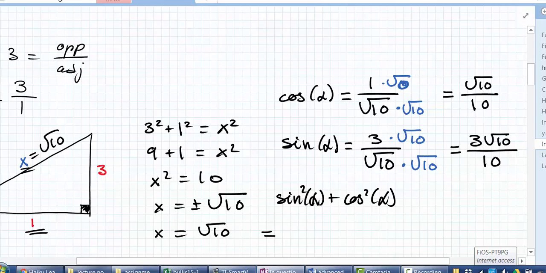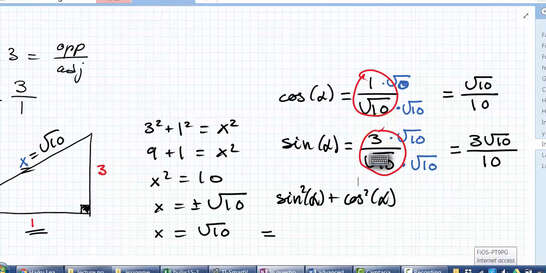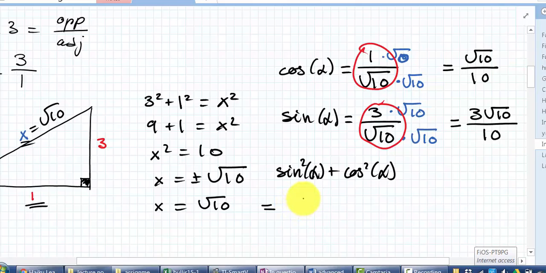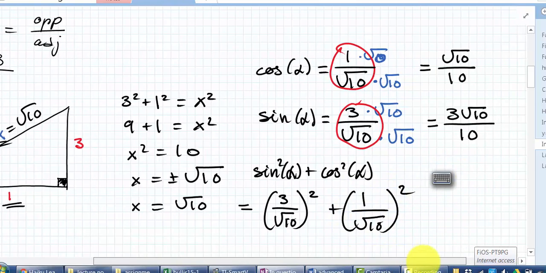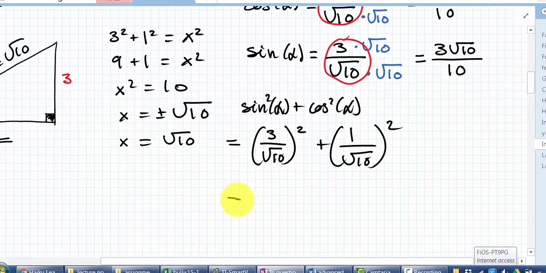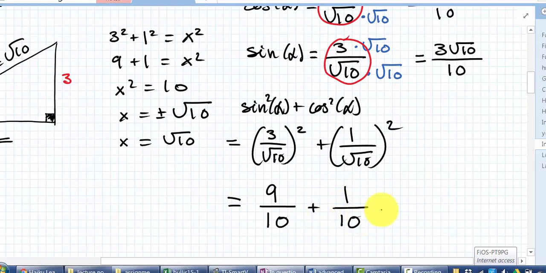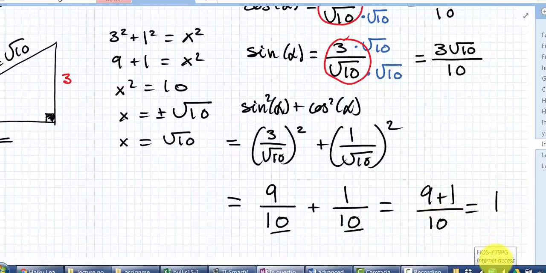Well, for the sine squared of alpha, I'd rather use this expression because when I'm going to square it, it's going to be very nice. Of course, you could use the other one, but it would be more cumbersome to square. So check it out. This is 3 over square root of 10 squared, the non-rationalized one, plus 1 over square root of 10 squared. So what is that equal to? How do you square 3 over root 10? This is just 9 over 10 plus 1 over 10. The denominators are the same, so it's 9 plus 1 over 10, 10 over 10, which is 1 again.